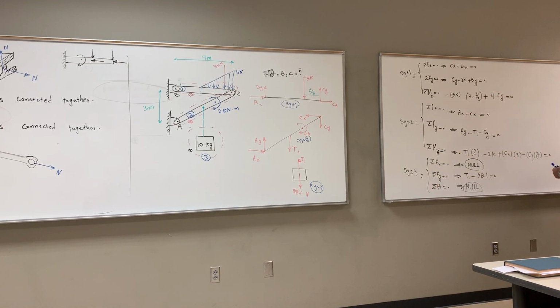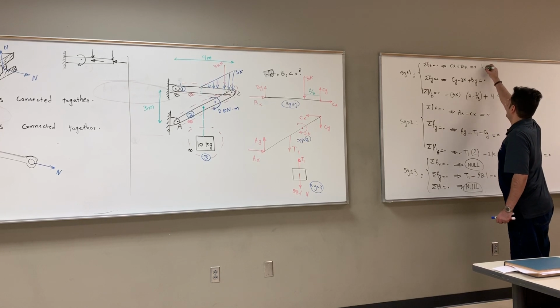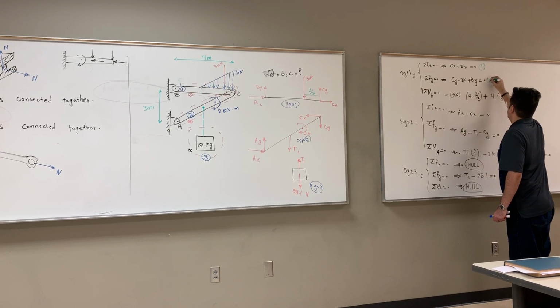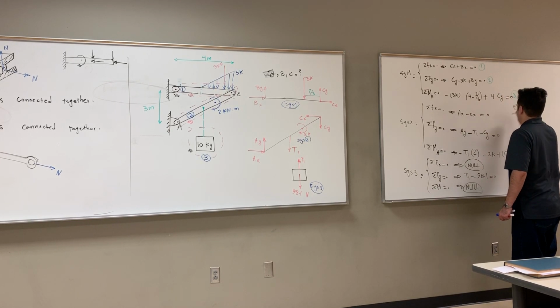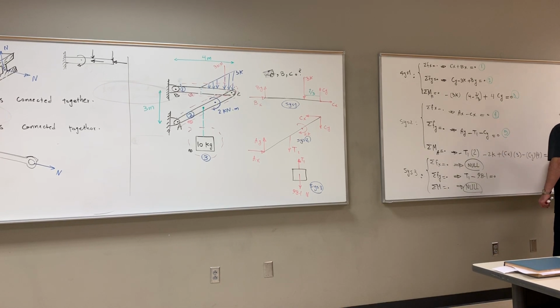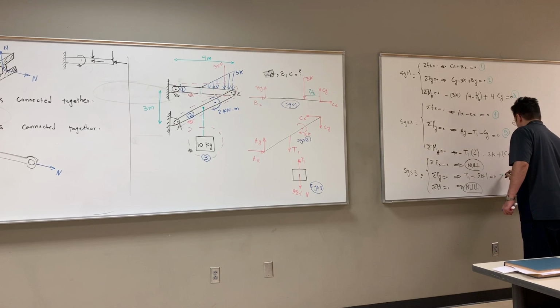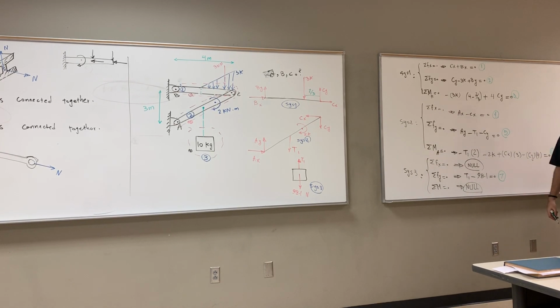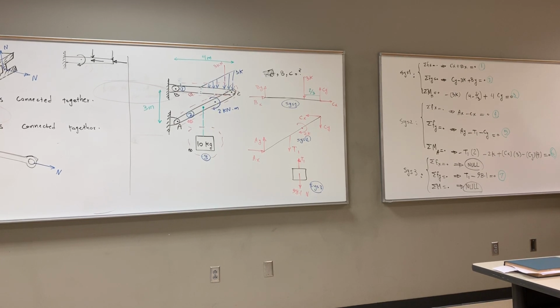So let's label all the equations. Let's say this is equation 1, 2, 3, 4, 5, 6, 7. How many equations do I have? 7. How many unknowns? 7. So I'm right now ready to just get the numerical answer and finish the problem.